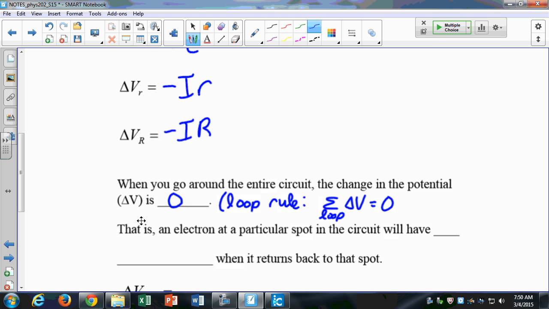This is basically saying that when an electron returns to the same spot where it was previously in the circuit, it's going to have the same energy as it had the previous time. So an electron at a particular spot in the circuit will have the same energy when it returns back to that spot.